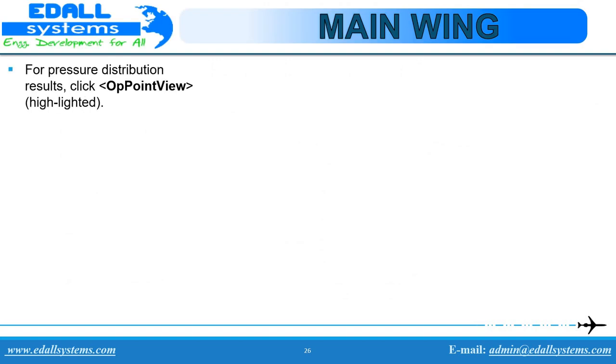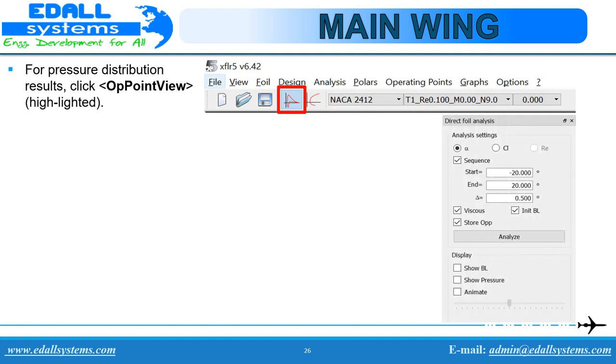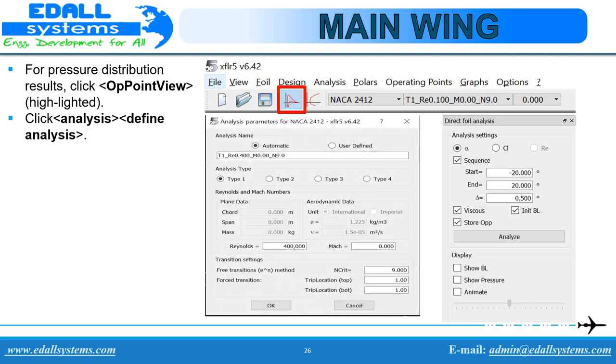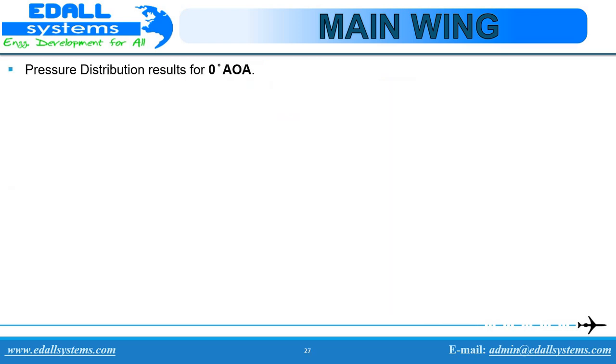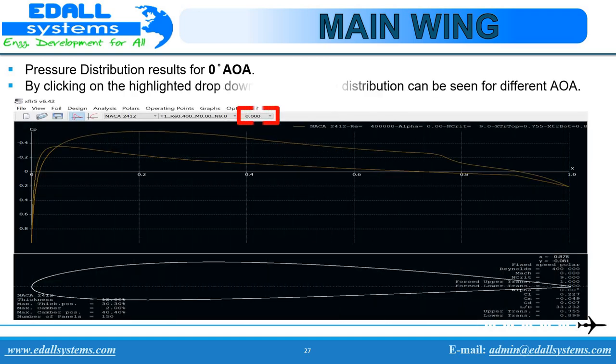For the pressure distribution result, click on the OpPoint view highlighted on the right image. We will get the Direct Foil Analysis. Click Analysis, Define Analysis, where we have Analysis Type 1, Reynolds number 400,000. Click OK. On the right side, select the angle of attack and select Analyze. This is the pressure distribution result for 0 angle of attack. By clicking on the highlighted drop-down box, the pressure distribution can be seen for different angles of attack.